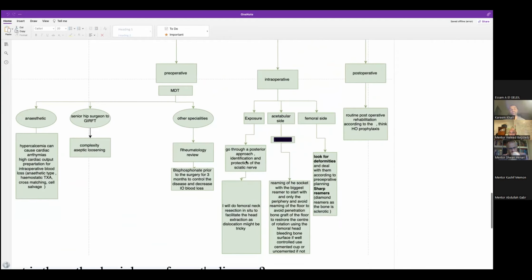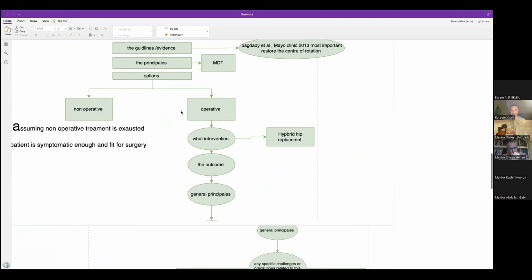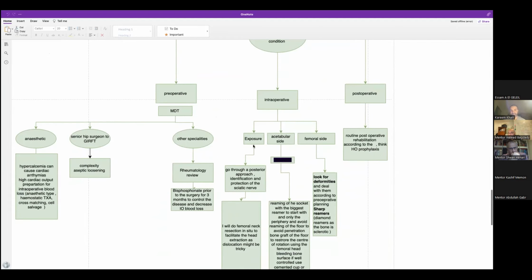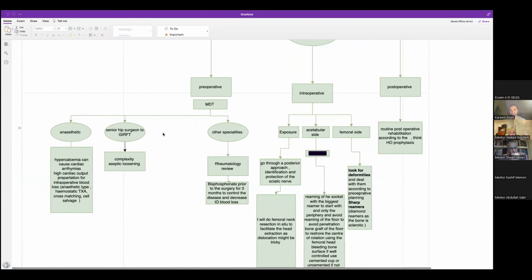Intraoperative exposure, I will talk about the sciatic nerve. Acetabular side, I will say that. Femoral side, I will address deformities. And always talk about CT scanning when you are doing preoperative templating for such cases. Postoperatively, routine postoperative care, rehabilitation, and giving HO prophylaxis.